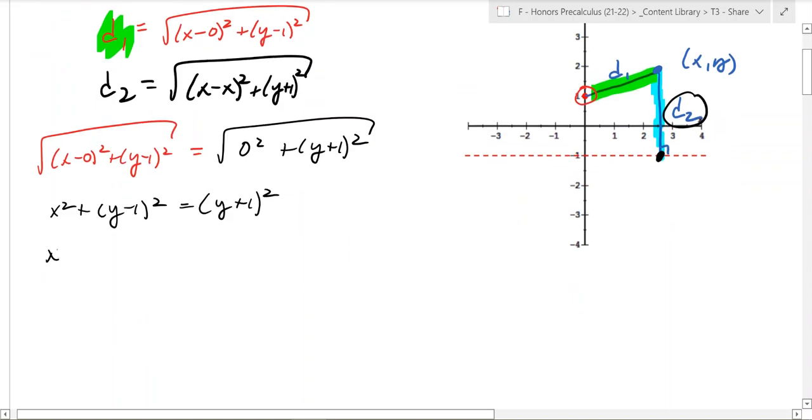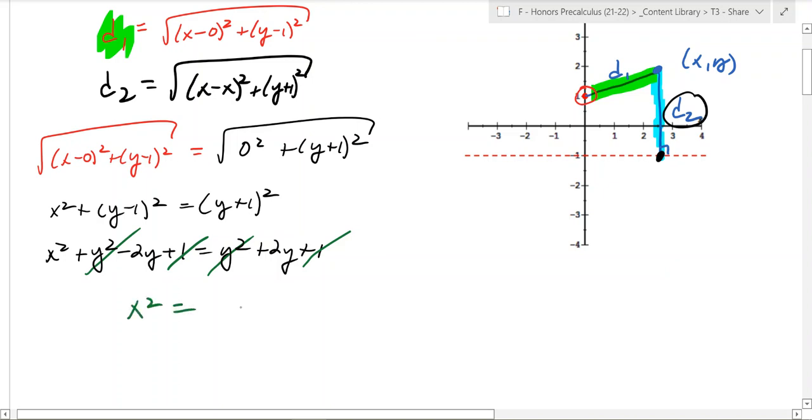You multiply this out, you get x² + y² - 2y + 1 = y² + 2y + 1. What you end up with is the 1's canceling right there, and the y²'s canceling right there. So you end up with x² = 4y. So y = 1/4 x², and that actually is, as we know, a parabola.